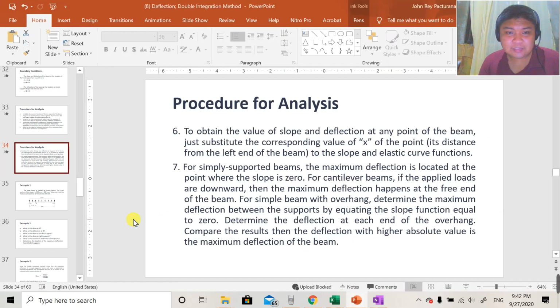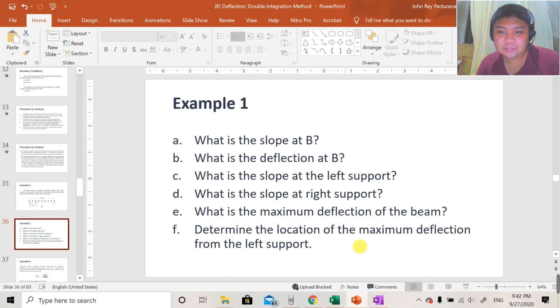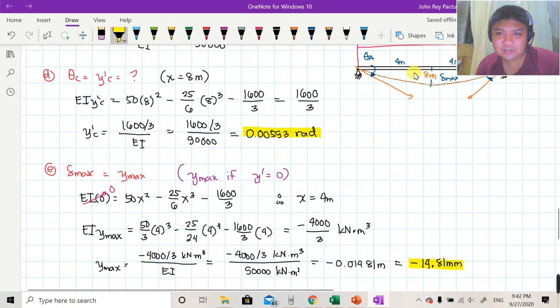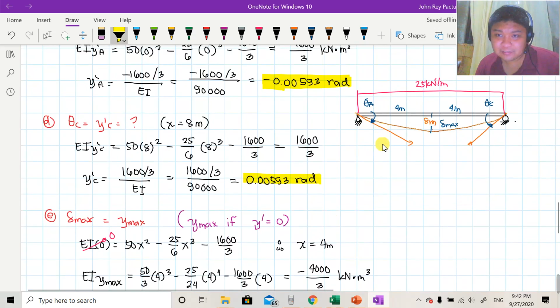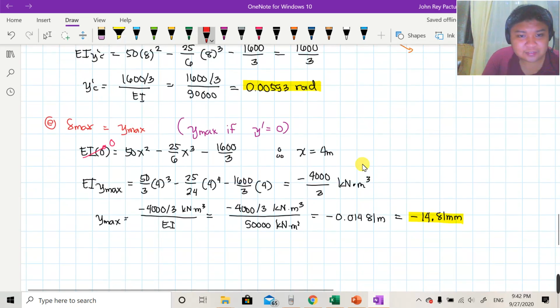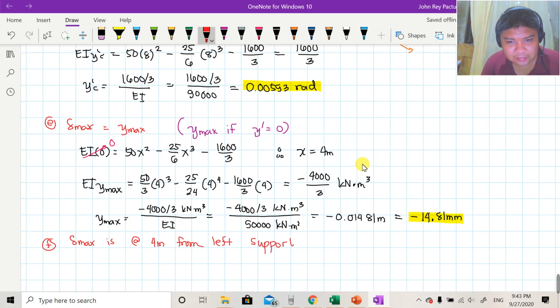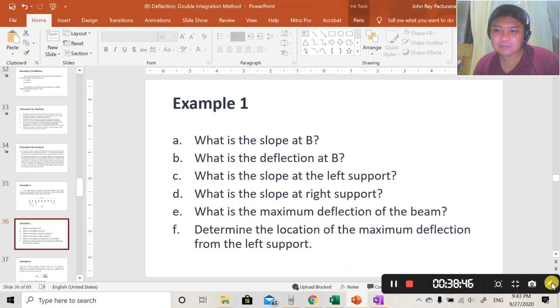Yung pang-anim na tanong lang naman, yung F, determine the location of the maximum deflection from the left support, which is, as I said, at x equals 4 meters. So, usually, nandito nga siya sa midspan. So, ano lang yun? Common sense na rin lang naman. Letter F, no? The maximum deflection is at 4 meters from left support. Okay? So, ayan na. Na-solve na natin, class, yung 6 na problems using the double integration method.